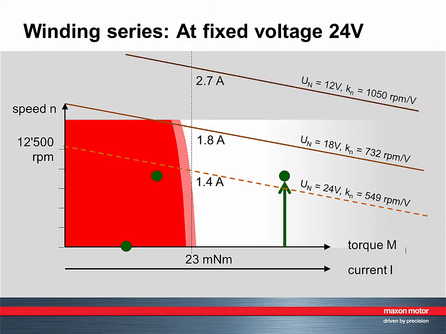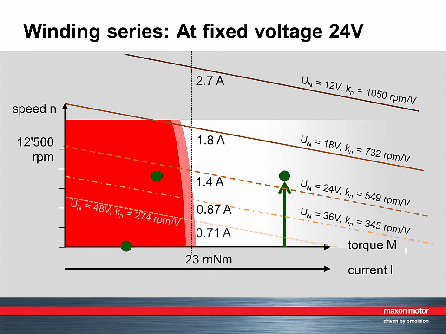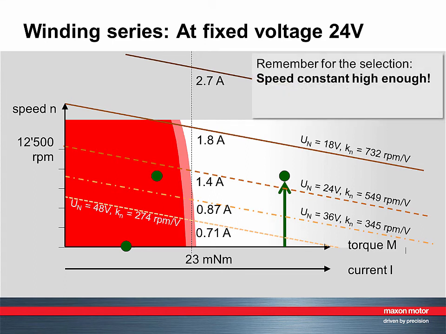The winding with even lower nominal voltage of 12 volt won't make use of the available voltage. The controller has to reduce the motor voltage to about 12 volt, but the current needed is even higher. The two other windings with higher nominal voltages cannot reach the required speed because the speed constant is too low.